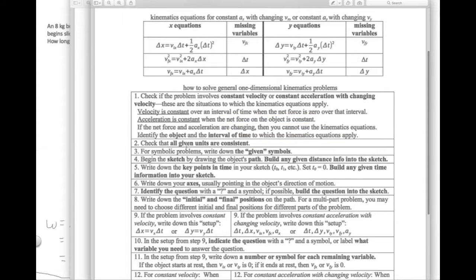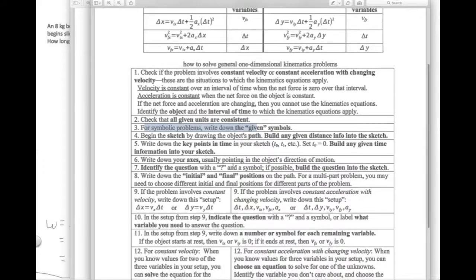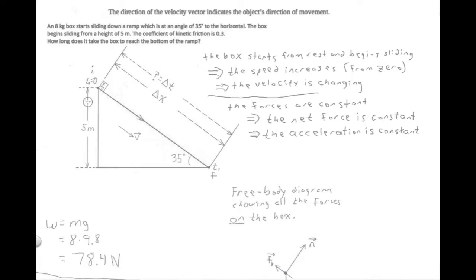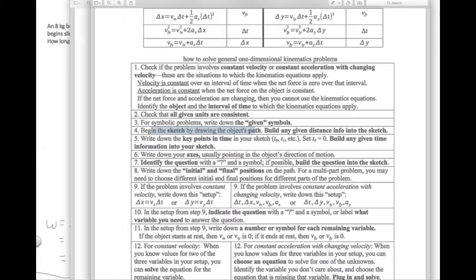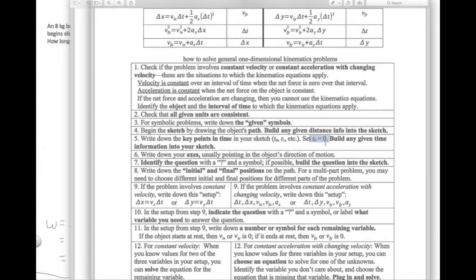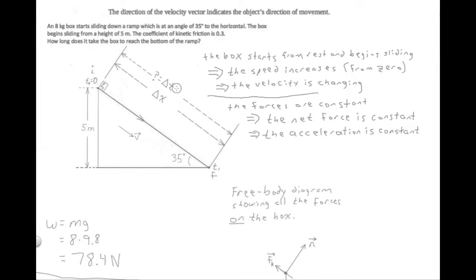We've already seen that the units are SI units, and therefore the units are consistent. The step's not relevant. We've already been working on our sketch. The sketch already has this distance information that was already built in to the sketch. We've already gone ahead and written down the key points in time, and we already set time 0 equal to 0. That was convenient to do earlier. I don't think there was any other time information that we can build into the sketch. Well, we built the question about the time. The question was asking about the time, and we built that into the sketch.